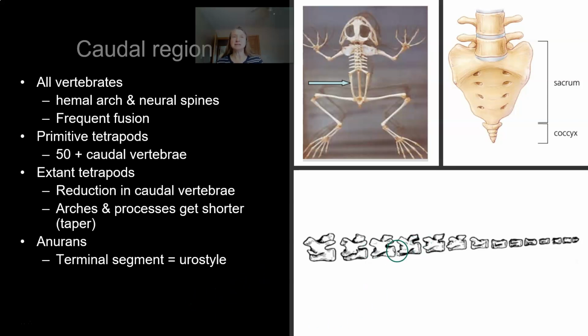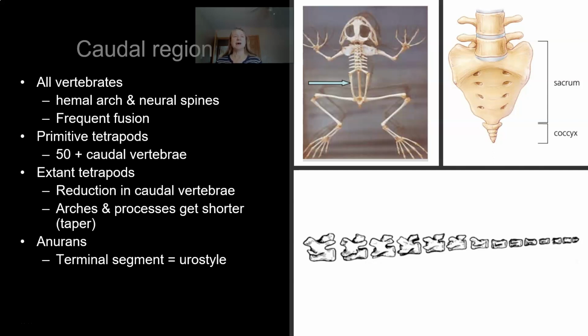In extant or living tetrapods, we see a reduction in the caudal vertebrae in general. We also see that these arches and the processes get shorter. That also means that it tends to taper. The tail tends to taper at the end, which makes sense. The smaller at the end, less weight to have to lift it by.